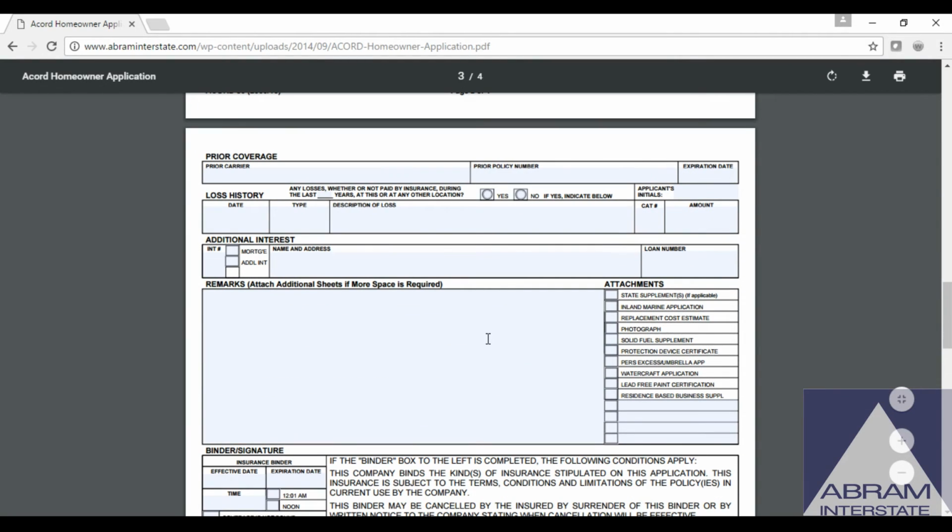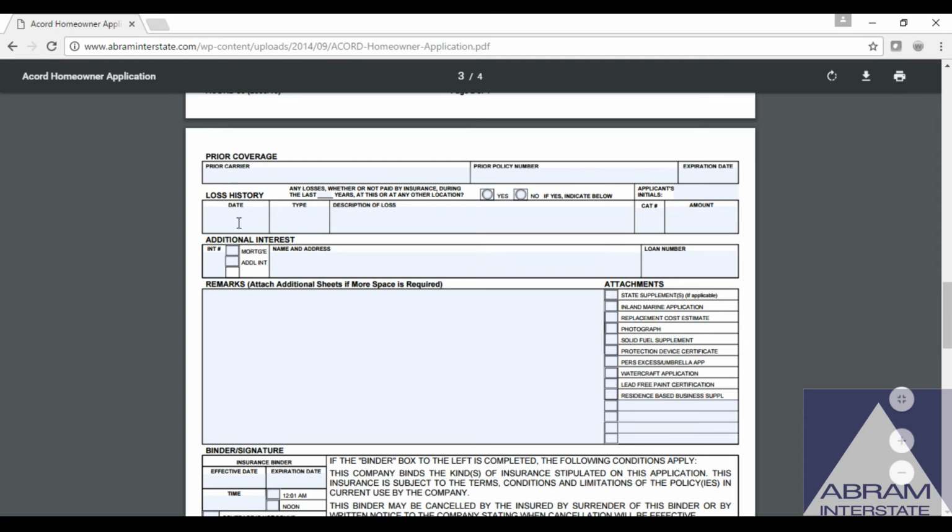I'm going to scroll down to our third page here. Prior care information. The more we know, the better. If you don't have that at hand, that's fine, but we may come back to you and ask for clarification on that or confirmation that it is currently insured.